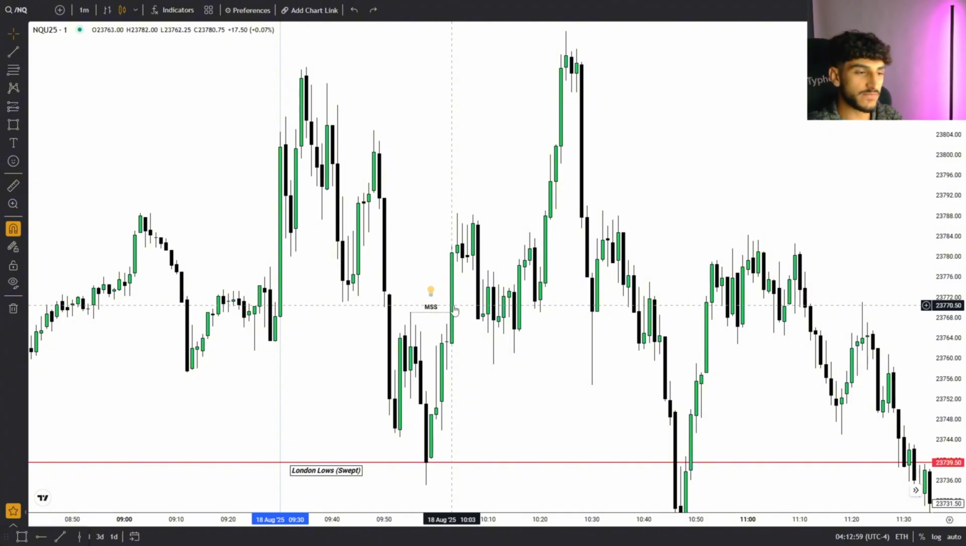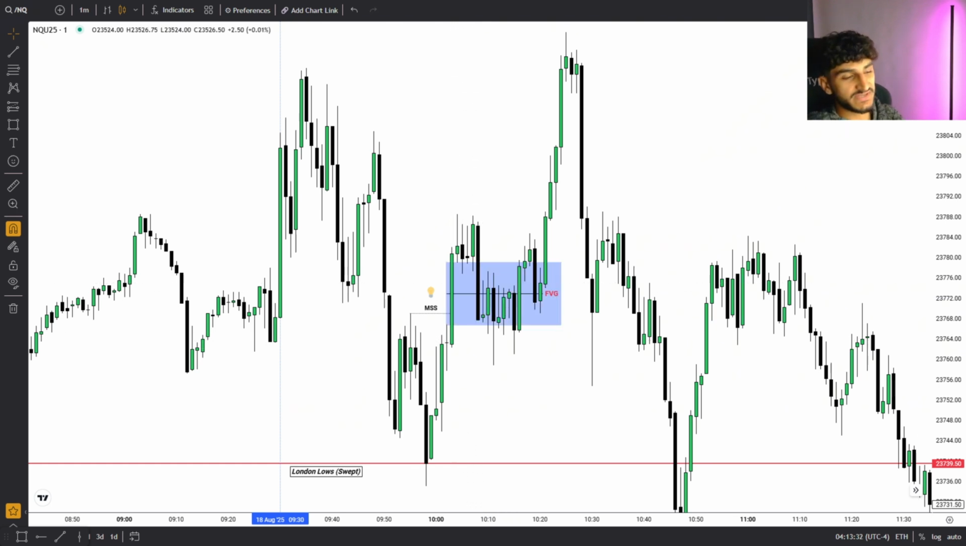Now, this is a great sign for me, as it is showing me that price is willing to go and seek higher prices. So after we've managed to form that market structure shift and displacement towards the upside, this usually often creates a fair value gap. As we can see right here, a fair value gap has been formed at 1003.